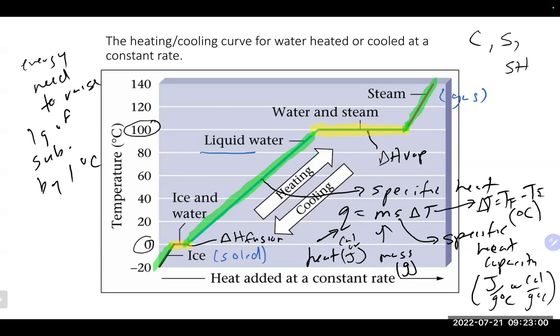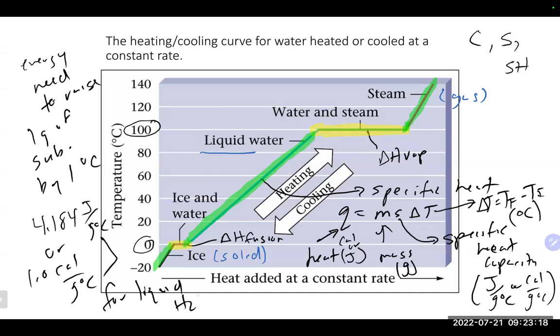You might, if you use this maybe in the pre-class, you usually do this type of stuff. That's where that 4.184 joules per gram per degree Celsius or 1 calorie per gram per degree Celsius comes from. That's the specific heat capacity for liquid water. So that's a specific heat capacity, and that's a very common number that people see a lot.